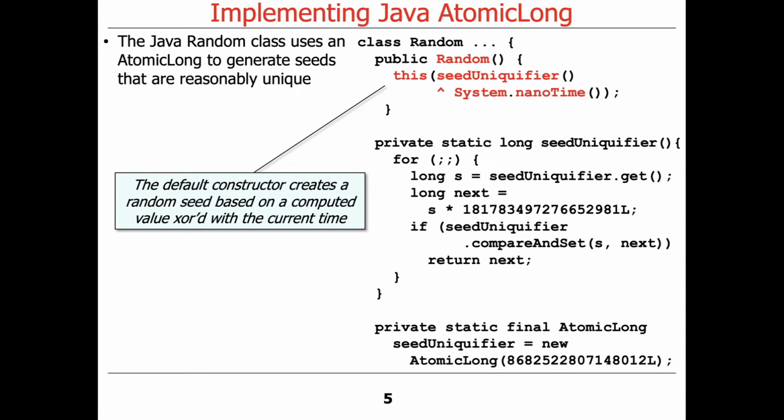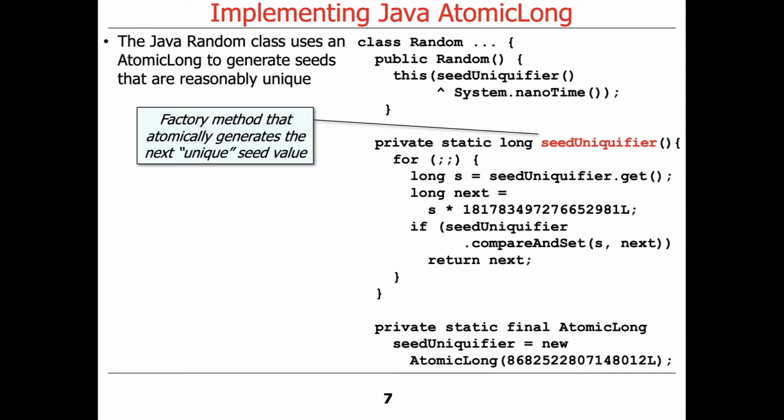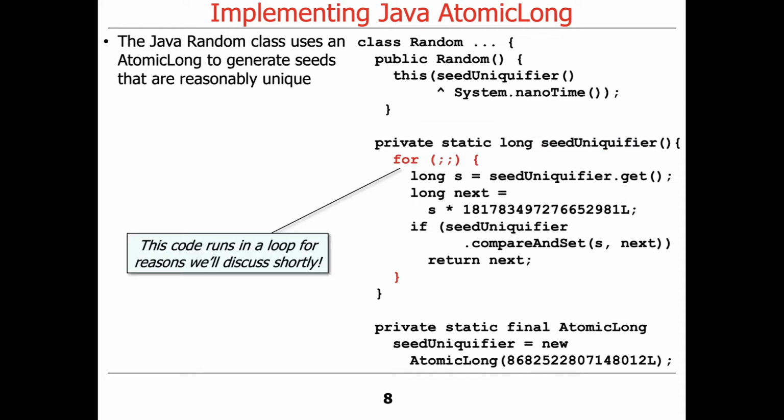All right, so let's take a look and see how this all works. Now, the seedUniquifier is given an initial value that's just a very large long value. Okay, fine. This method, seedUniquifier, is a factory method that automatically generates the next unique seed value. And this is really funky and crazy, but it's interesting. Now, as you'll see, this code runs in a for loop. And we'll talk about why in a second.